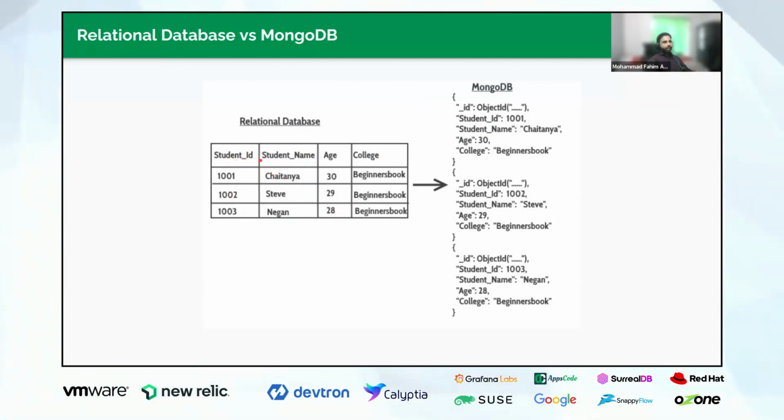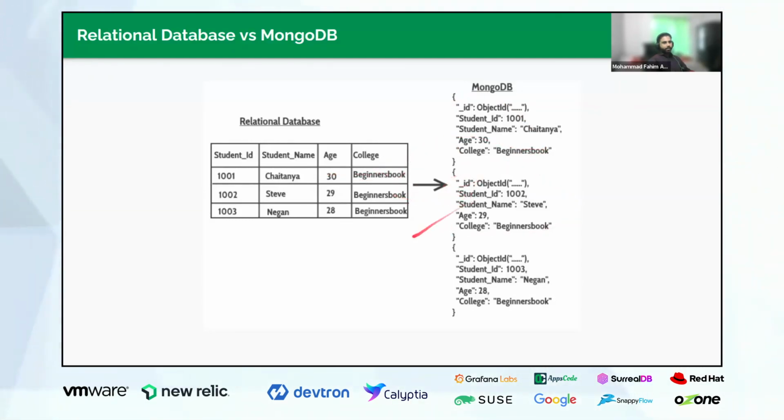So there is student ID, student name, age, college, etc. columns here, and some rows. So you can see that if we want to convert this table into a collection, this is a collection. Each row becomes a document. So this is a document. This represents these rows.